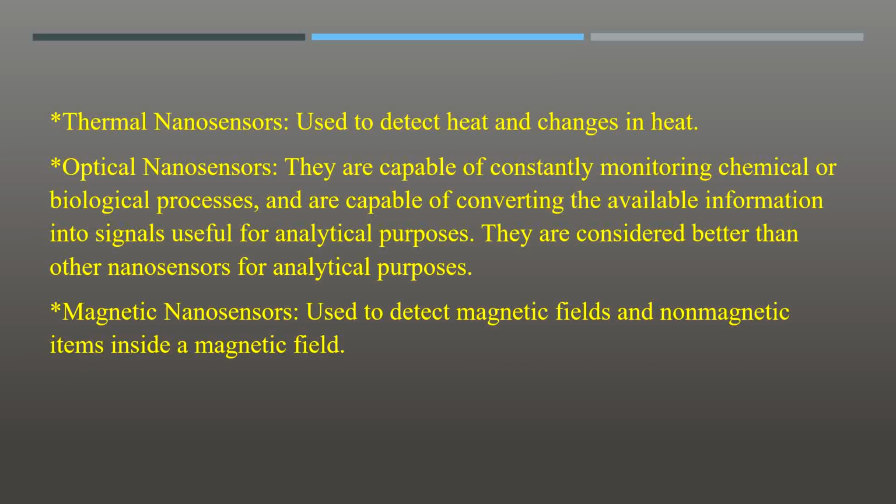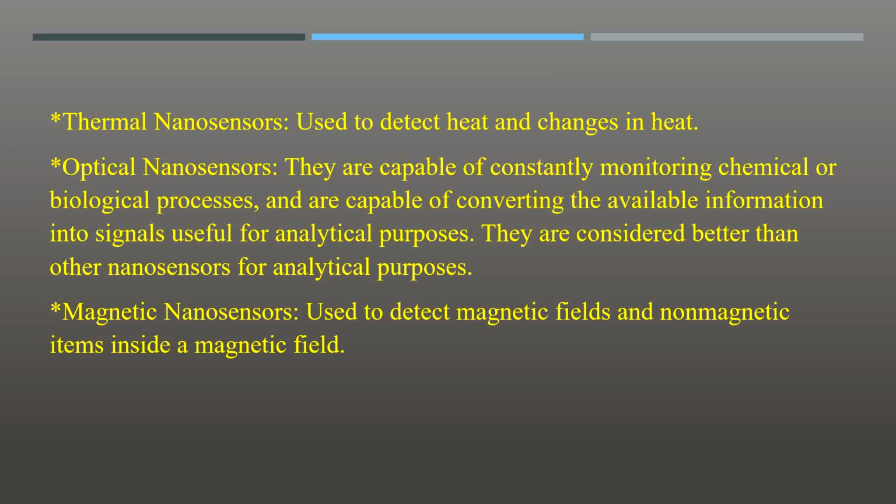Thermal nanosensors are used to detect heat and change in heat. Optical nanosensors are capable of constantly monitoring chemical or biological processes and converting the available information into signals useful for analytical purposes. They are considered better than other nanosensors for analytical purposes. Magnetic nanosensors are used to detect magnetic fields and non-magnetic items inside a magnetic field.